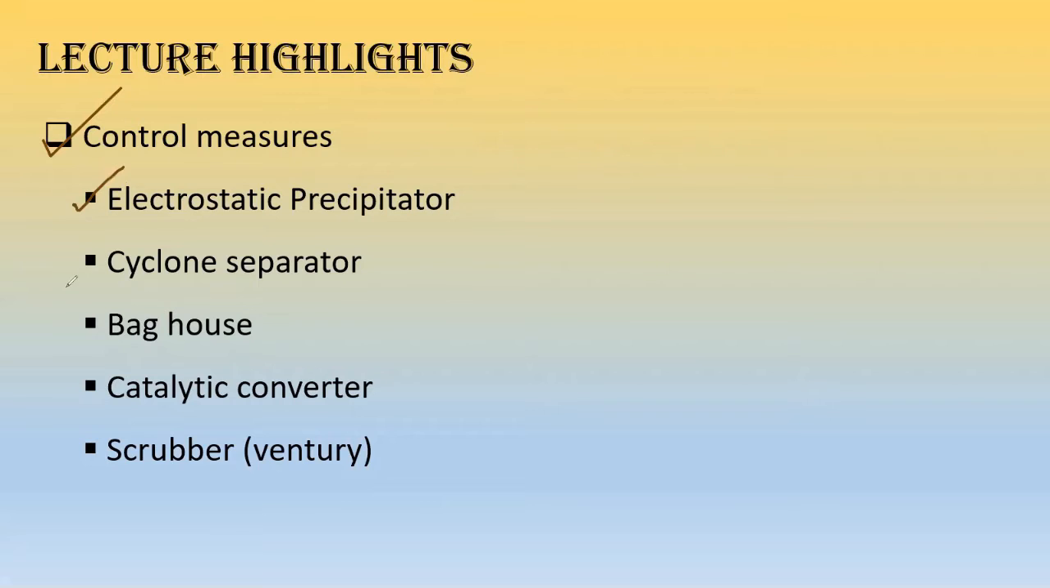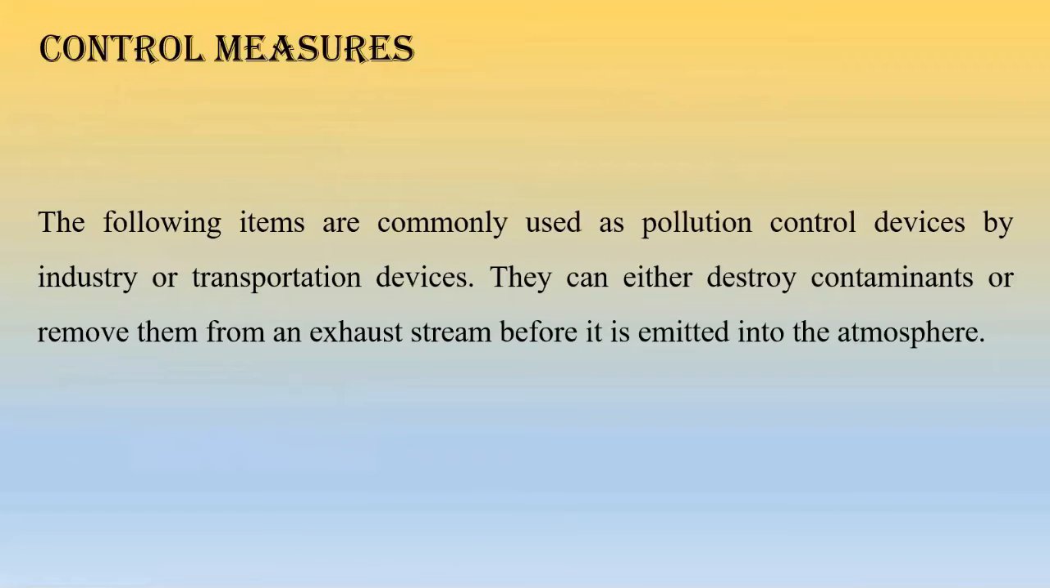First, we'll see what is electrostatic precipitator, then we'll see what is cyclone separator, then what is baghouse, what is catalytic converter, followed by scrubber, venturi. All these things we'll see here, and gradually we will find what these things are, how they're built, whether they're cheap or whether they're very costly, how we should deal with it. So let us go to the control measures.